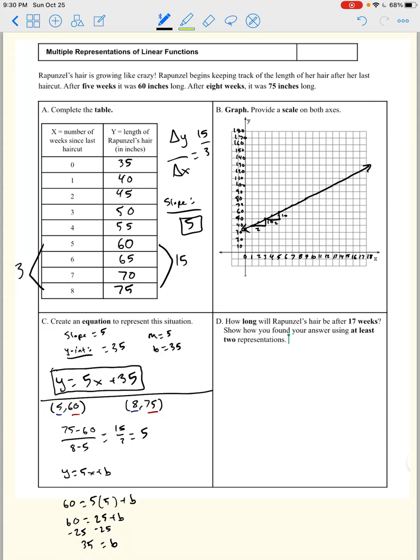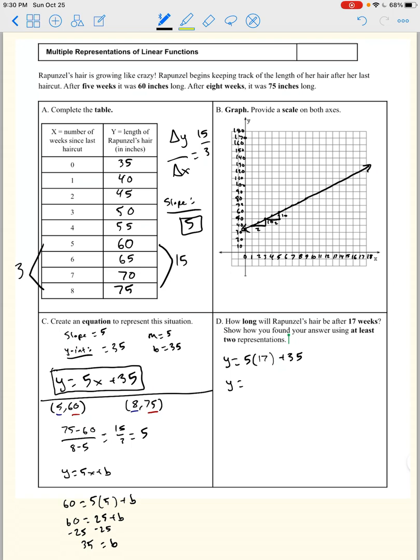And then finally, D says, how long will Rapunzel's hair be after 17 weeks? And we want to show how we found our answer using at least 2 representations. So one way I'm going to use is the equation. I think that's always one of the most straightforward ways. So we want to figure out how long her hair is. We're trying to find our y after 17 weeks, which is our x. So we could use our equation and say y equals 5 times 17 plus 35.